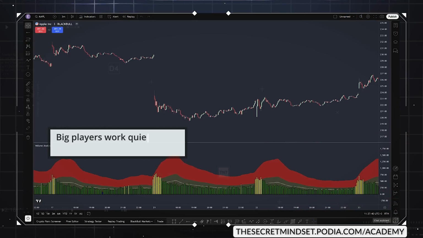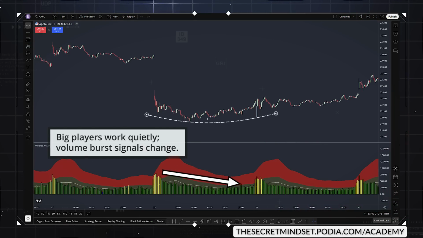Most traders miss this pattern because it's slow. It doesn't look exciting. But that's the point. The slow, rounded shape and the quiet volume tell you big players are at work. The sudden burst in volume is their signal that the game has changed. If you spot the pattern and act on the breakout, you're with the money that matters.